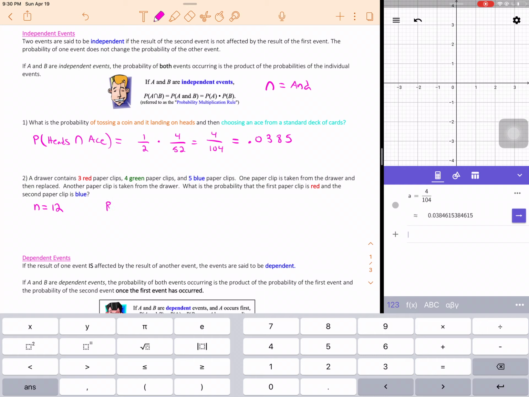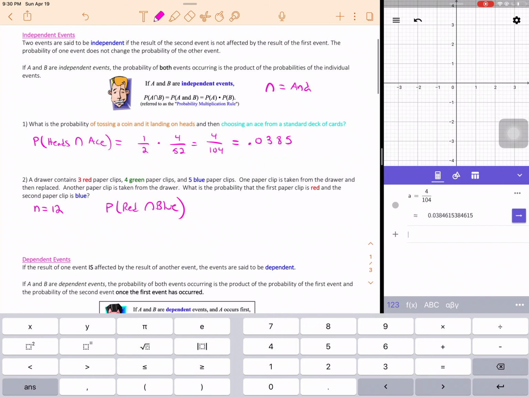So we're looking for the probability of red and blue. And remember, this is with replacement, so these are independent events because the probability of each event does not affect the other. So we have red first and then blue, so 3 out of 12 times 5 out of 12 will give you 15 out of 144, 0.1042. So about a 10.4% chance of this happening.